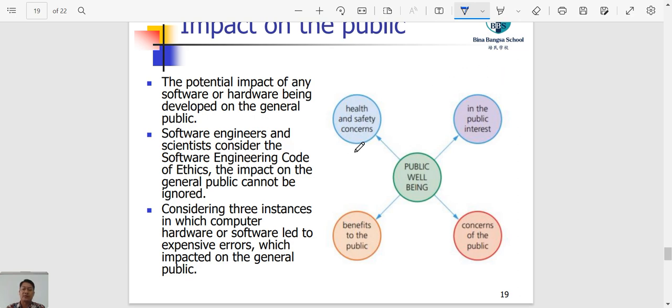There is a lot we need to look into: the health and safety concerns, the public interest, the concerns of the public, the benefits to the public. So software engineers and scientists should always consider the software engineering code of ethics whenever developing software, whether it would benefit the public or not. The impact of the software being developed on the general public should not be ignored, because the software will eventually be used by the public.